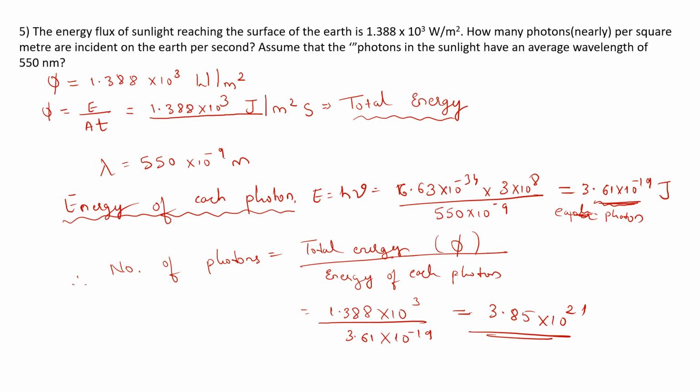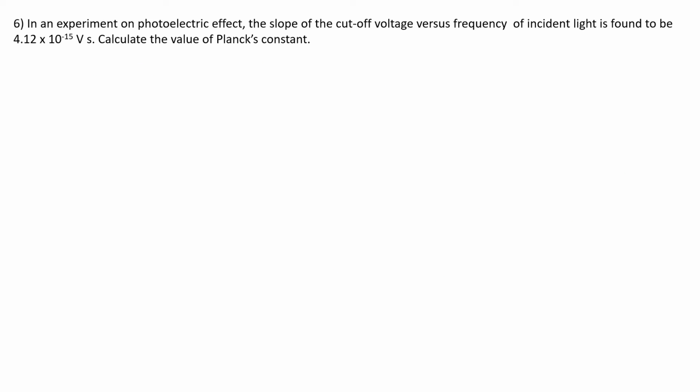Okay. Next, we will take the next question, that is the sixth one. In an experiment on photoelectric effect, the slope of the cutoff voltage versus frequency of incident light is found to be 4.12 into 10 to the power minus 15 volt second. Calculate the value of Planck's constant. What they have given is nothing but the slope, and we have to calculate the Planck's constant. So listen here first.